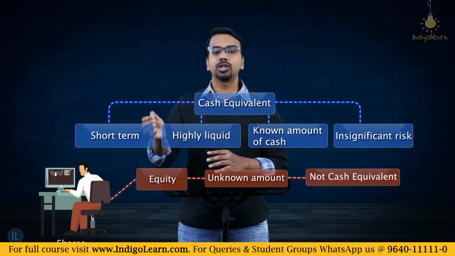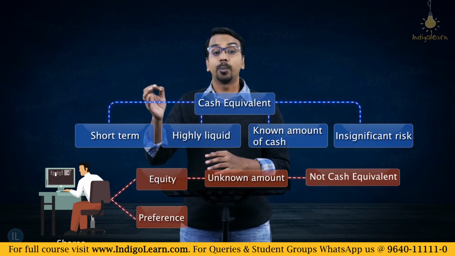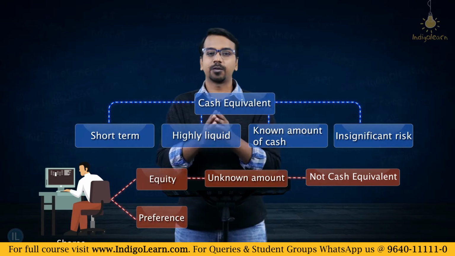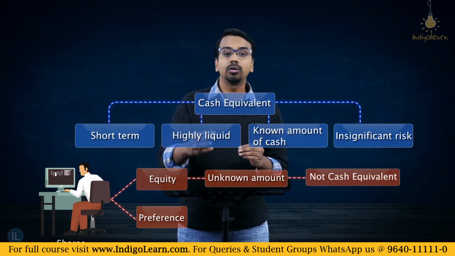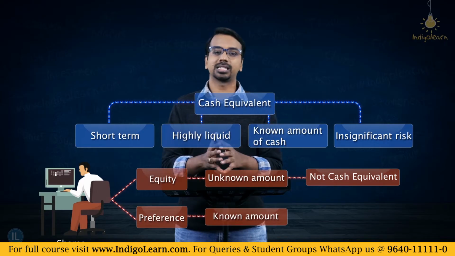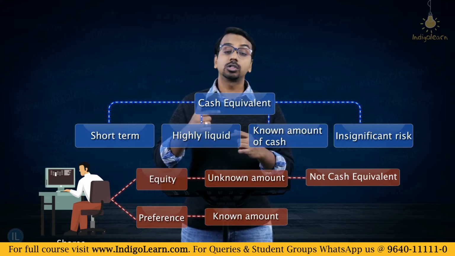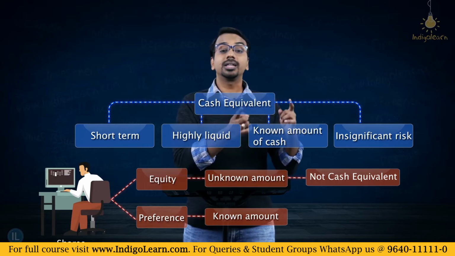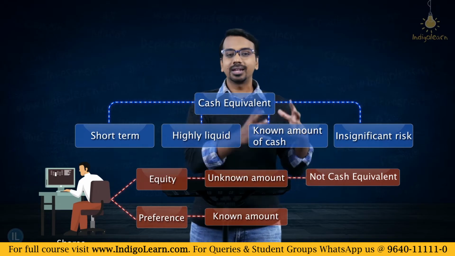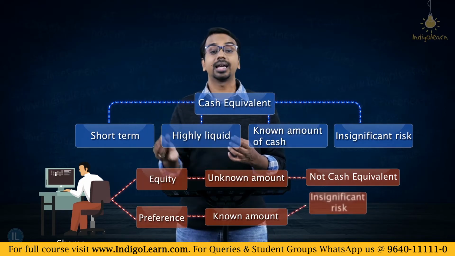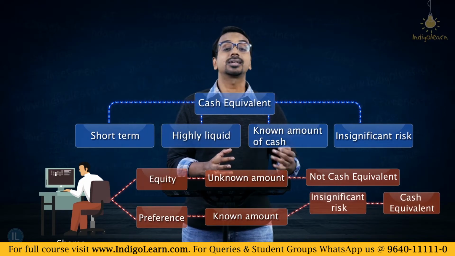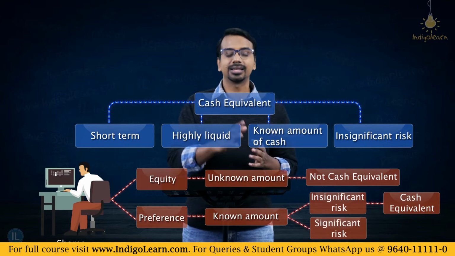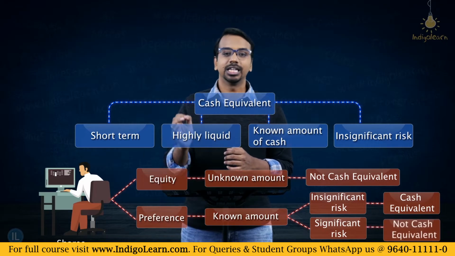On the other hand, let's say you had purchased preference shares, which are maturing in, let's say, 15 days or 30 days time. Now in case of preference shares, you are almost sure of the amount you will be getting. So that can be classified as cash equivalent. But also when you are classifying preference shares as cash equivalent, you must see the fourth factor. What is the risk of changes in value? If the risk is insignificant, then you may classify it as cash equivalent. But if the risk is significant, you are unsure as to what is the amount you will get, then in that case, you will not classify it as cash equivalent.